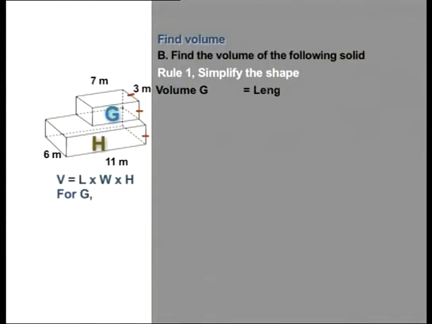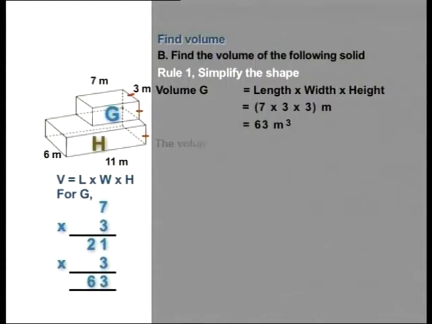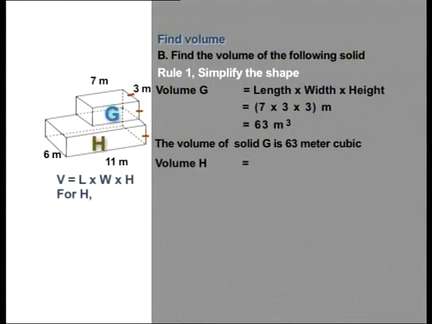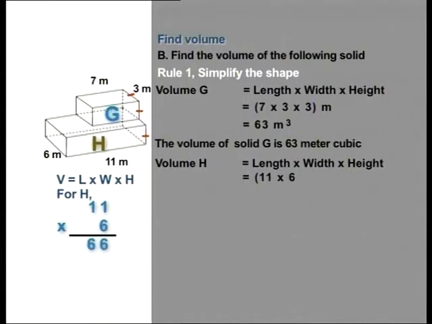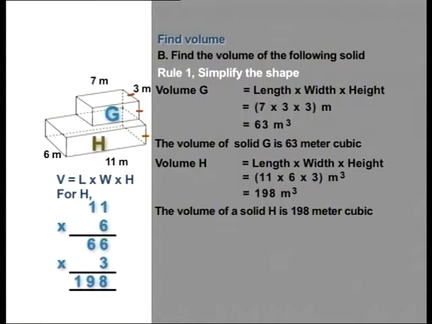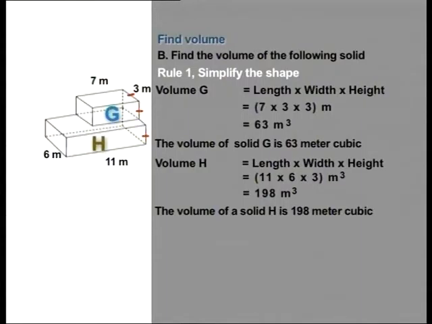Volume G is equal to length multiplied by width multiplied by height. 7 multiplied by 3 equal to 21, and 21 multiplied by 3 equal to 63 meter cubic. The volume of solid G is equal to 63 meter cubic. Volume H is equal to length multiplied by width multiplied by height. 11 multiplied by 6 is equal to 66, and 66 multiplied by 3 equal to 198 meter cubic. The volume of solid H is 198 meter cubic.